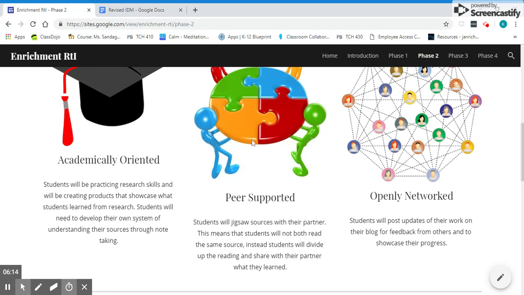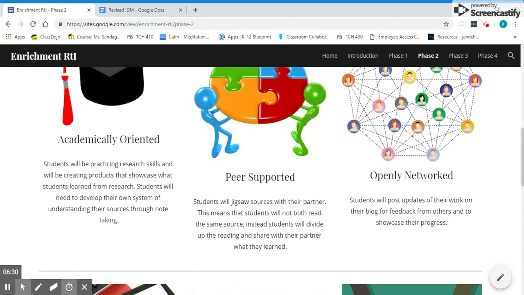In terms of those connected learning components, it will be academically oriented as students use their research skills. It will be peer supported as they jigsaw those sources with their groups or with their partner. They will not both read the same source. Instead, they will divide and conquer that learning. Students will post updates of their work on their blog and receive feedback from others for openly networked.